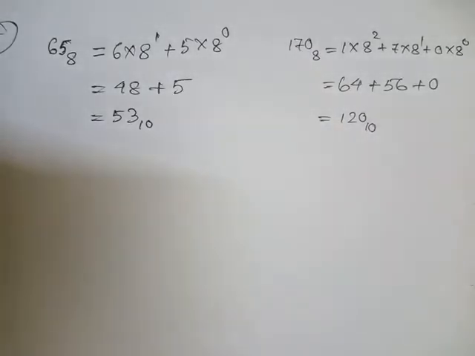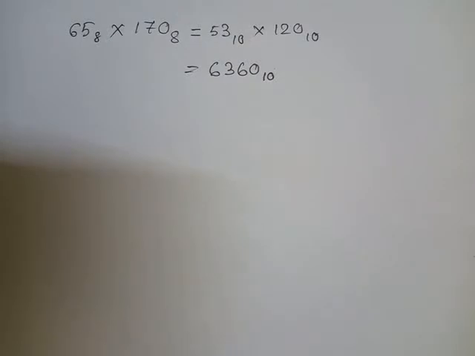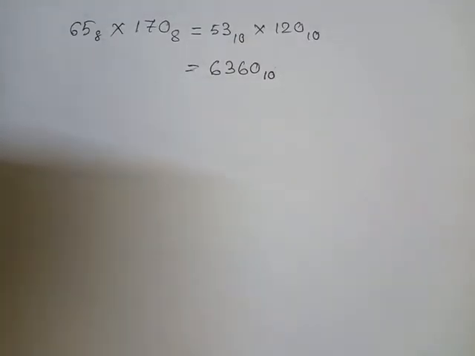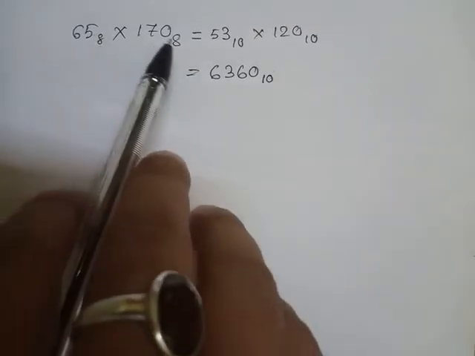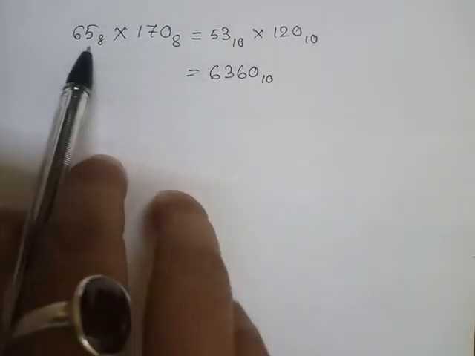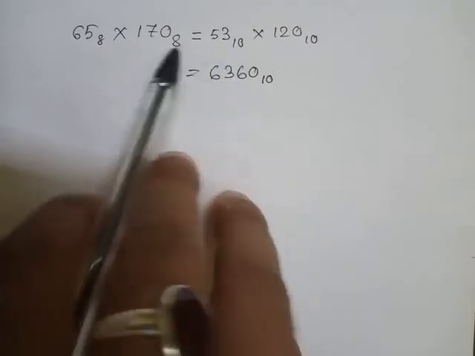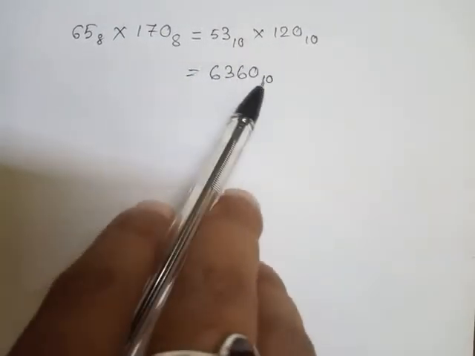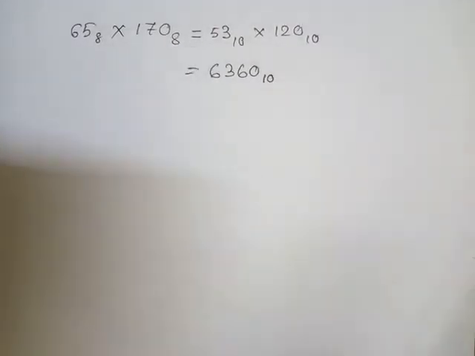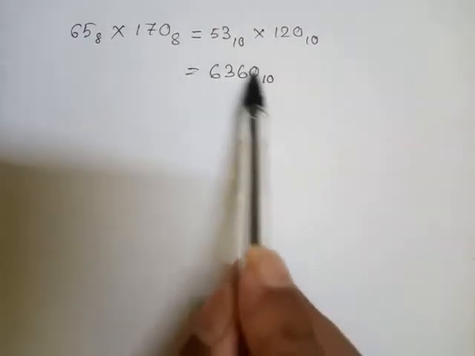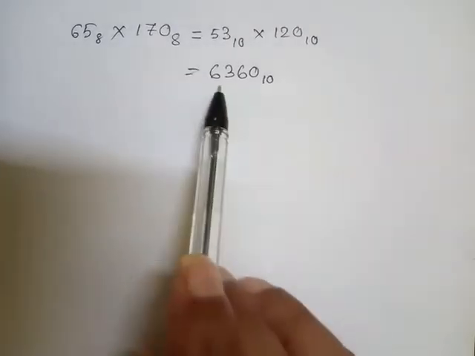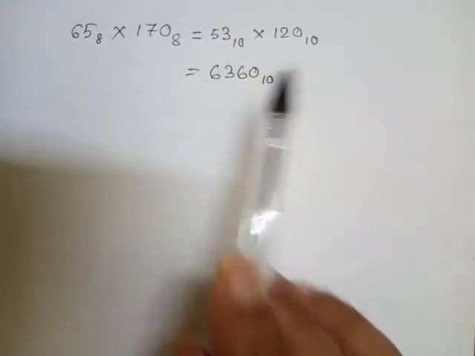Now students, I have just done the multiplication here. 65 base 8 into 170 base 8, where the value of 65 base 8 is 53 base 10 and the value of 170 base 8 is 120 base 10. After multiplying, 6360 base 10 is the answer after multiplying these two. This is in decimal. Now I will convert this value into binary.